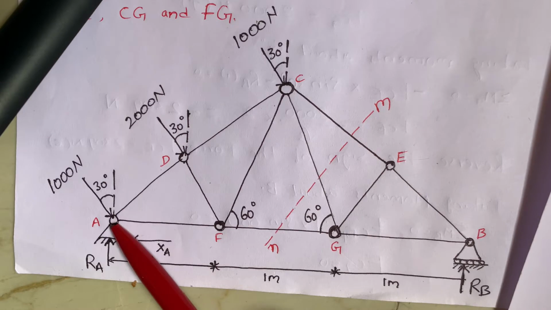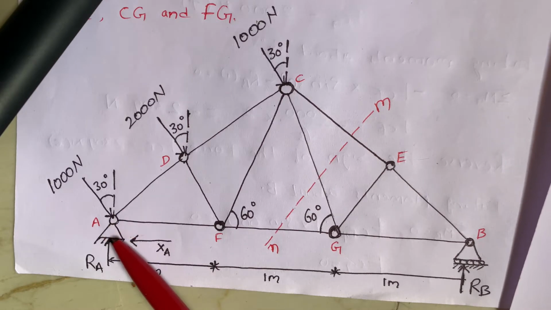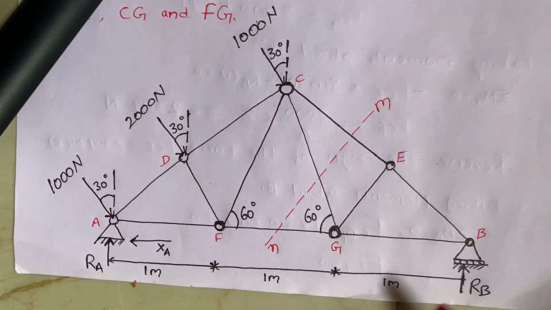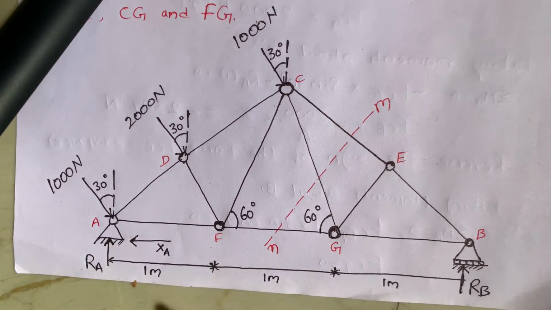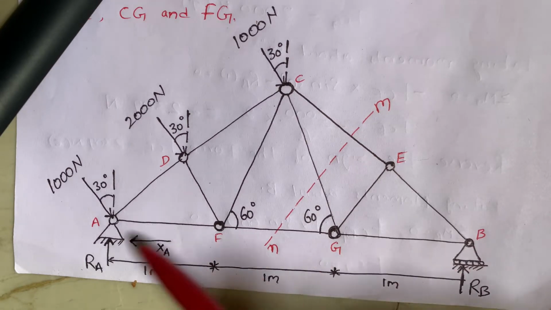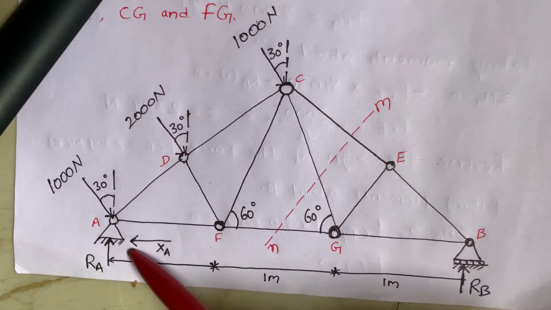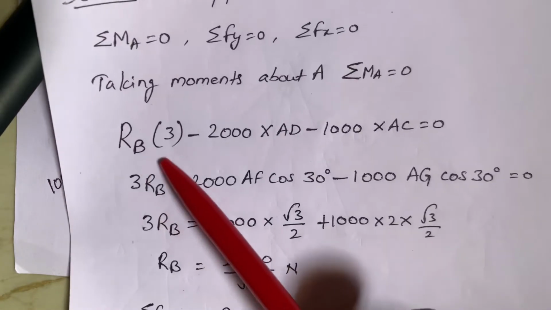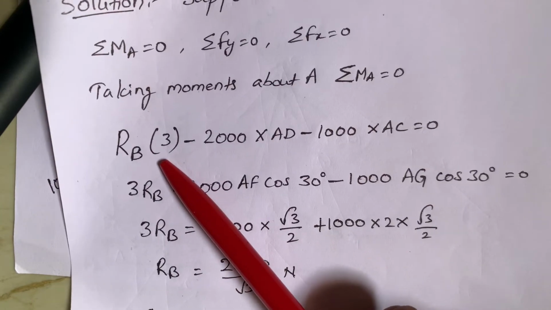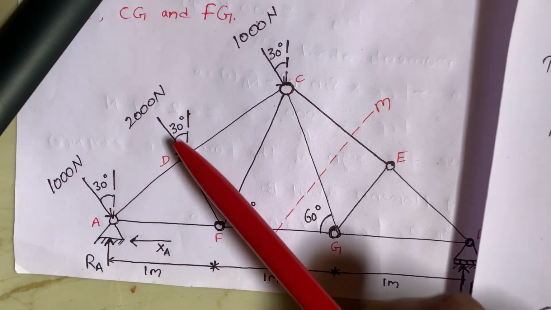At this point the moment is 0. Force into perpendicular distance: here the force is RB, and the perpendicular distance from RB to RA is 3 meters, that is 1 plus 1 plus 1. That's why it is RB into 3.